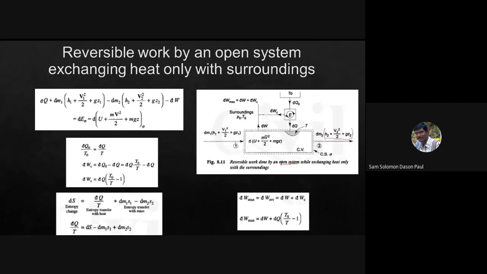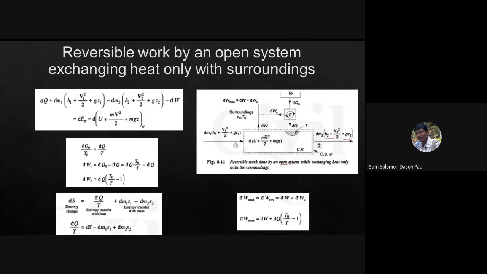And this is d of U plus mv squared by 2 plus mg z. So this is the change. Here dm1 is the mass that is entering, and dm2 is the mass that is leaving. When you say m is taken inside, it means some amount of mass is being stored inside the device. So it is not a steady flow system. There is a change in mass. If there is no change in mass, it becomes steady. When the properties do not change with respect to time, it is steady. If the properties change with respect to time, then it is not steady.